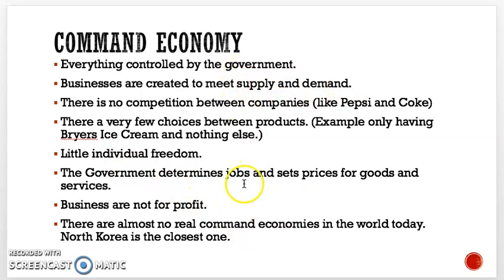The government determines the jobs and sets prices for goods and services. So like, this is how much it costs to go to a doctor. This is how much lettuce is. This is how much this is. They're very strict with everything.